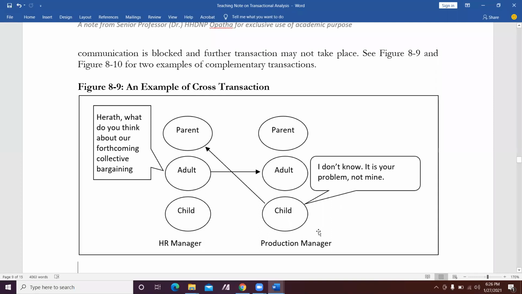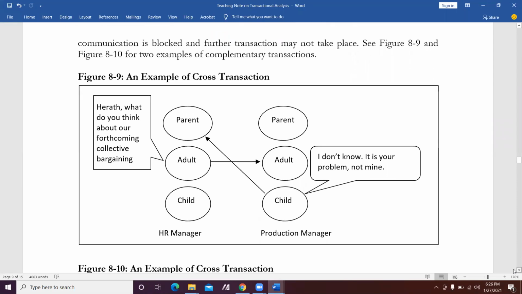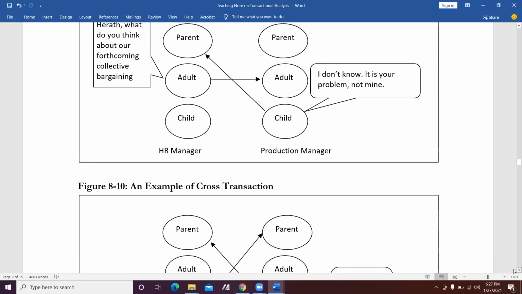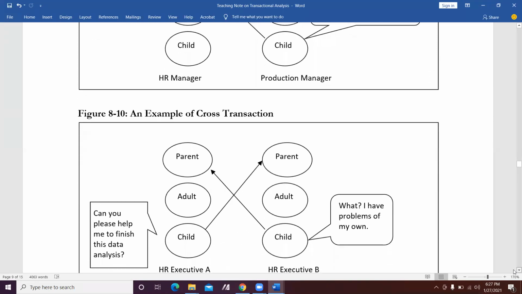And then what will be the response of the production manager? Collective bargaining, all these things come under HR. So you are the HR manager. I am involved in production, so I am supposed to be worried about production. So don't try to put your problems on me. I have a hell of a problem. So assume that type of response comes from the production manager, maybe by using a parent ego, a critical parent rather than a nurturing, helping parent, or a rebellious child, an aggressive response. Okay, this is another example of cross transaction.